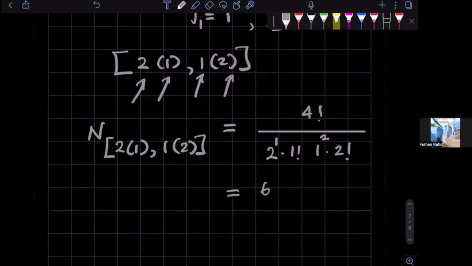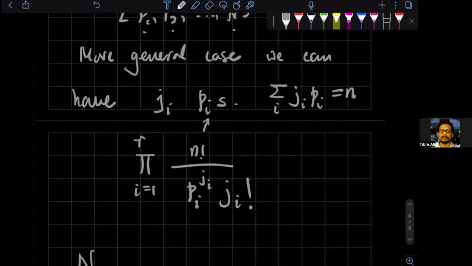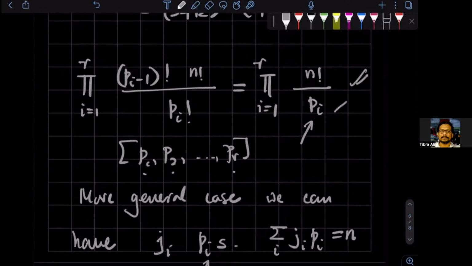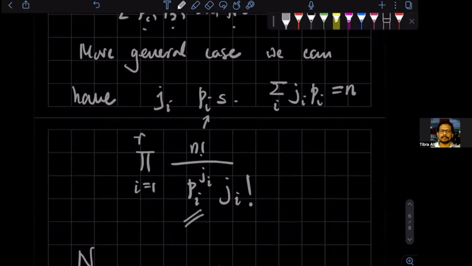Sir, could you please explain the to the power j_i part? Yeah, so when we had all the p_i's different, we had just factors of p_i here, right? But if you have more than one p_i, then there would be, say, j_i factors of p_i. So then it would be raised to that factor. But those can be exchanged, so that's why we have to multiply in the denominator by j_i factorial. So if all the p_i's are different, then all the j_i's are 1. So that makes sense. Yeah, okay, got it.